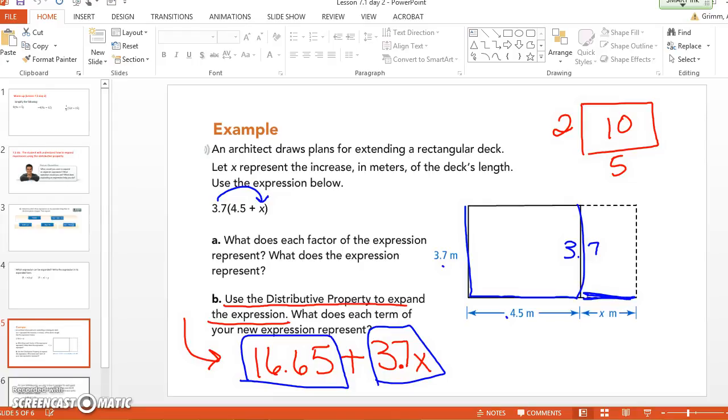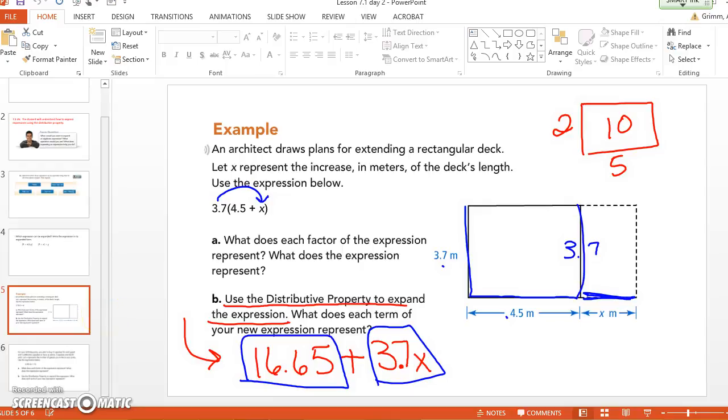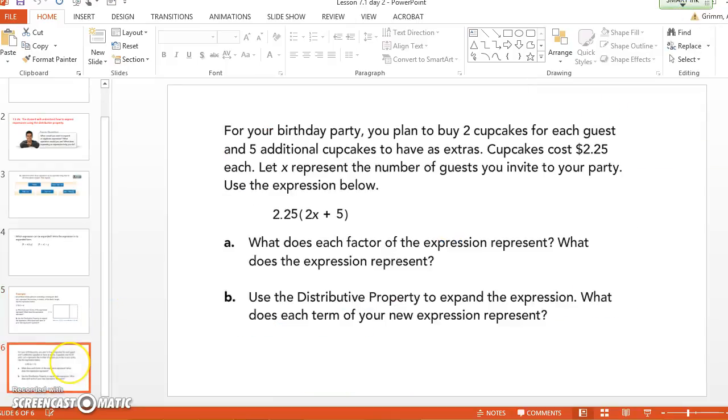All right, let's try the next one, and maybe this one will seem a little bit easier. For your birthday, you plan on buying 2 cupcakes for each guest. And 5 additional cupcakes is extra. So think about what that means. Each kid is going to get 2, and some might not show up, so I'm going to have a few extras. Cupcakes cost $2.25. Let x represent the number of guests you invite to your party. Use the expression below. What does each factor of the expression represent?